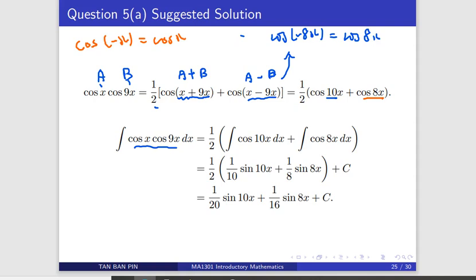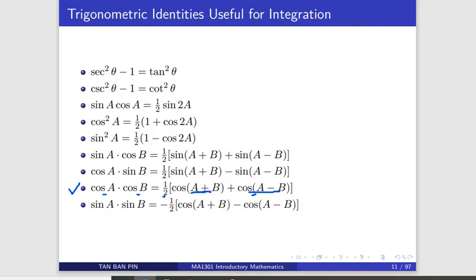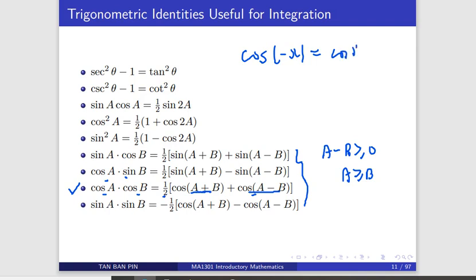And actually there's an easier way to do it. Usually when you want to use this formula, cosine A cosine B, or cosine A sine B, and so on, we want to avoid negative numbers. So you want A minus B to be positive, so you want A to be more than or equal to B. Which means you can always take A to be the bigger angle. Then you can avoid negative numbers, and you don't have to worry about the formula cosine minus x is the same as cosine x.